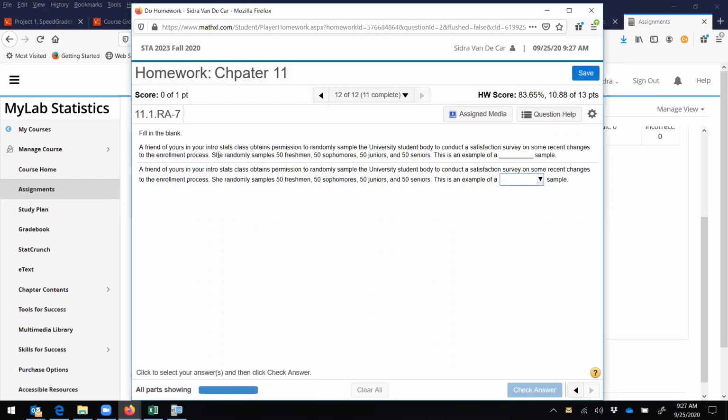A friend of yours in your intro stats class obtains permission to randomly sample the university student body to conduct a satisfaction survey on some recent changes to the enrollment process. She randomly samples 50 freshmen, 50 sophomores, 50 juniors, and 50 seniors. This is an example of, notice that they're in different classes here. That's stratified.